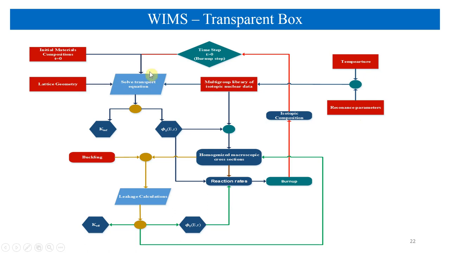If we solve the transport equation, as we said, we will get k infinity, the infinite multiplication factor, which represents the material packing, and the flux distribution. And if we introduce these two terms, we can get homogenized microscopic cross sections. And these homogenized microscopic cross sections, or the material buckling and the geometrical buckling, can be used to calculate the leakage calculations to find the effective multiplication factor and the flux distribution.